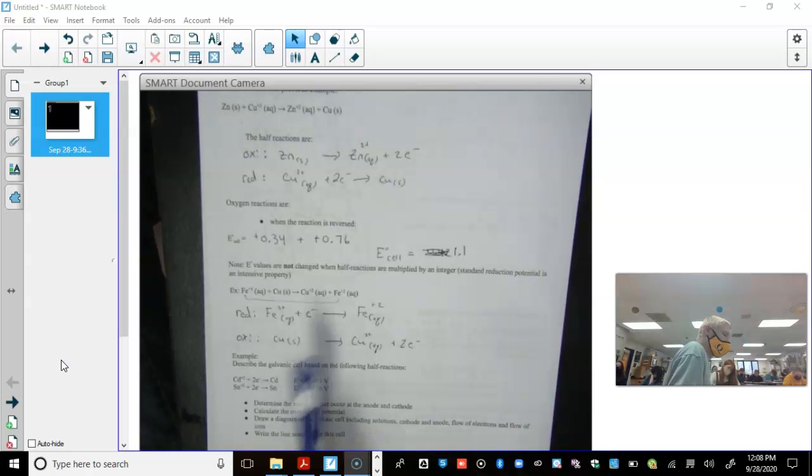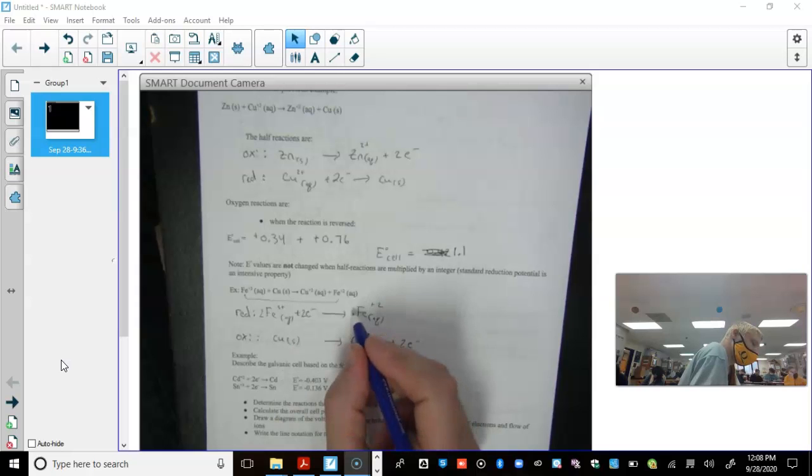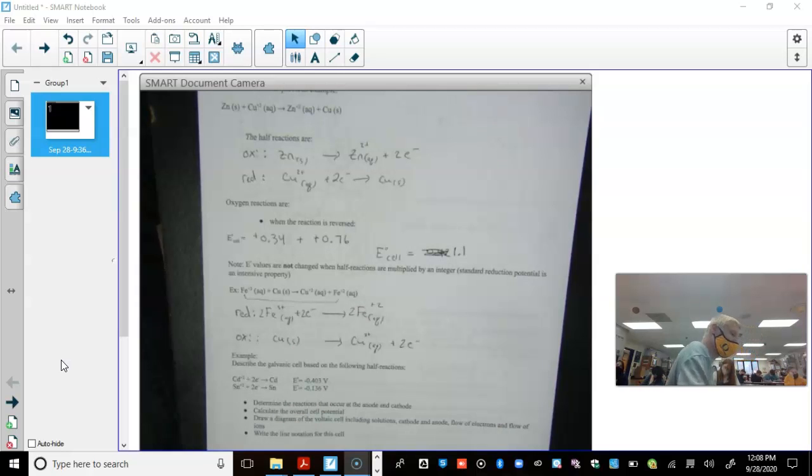Okay, what's the problem here? What's different from here? You got it. The reduction has 1 electron being transferred, and the oxidation has 2. So we have to balance it. So we're going to put 2, 2, and 2. That balances it. So what do you think that does to our electrode potential? E values are not changed when half reactions are multiplied by an integer. You got it. So it doesn't change your electrode potentials.